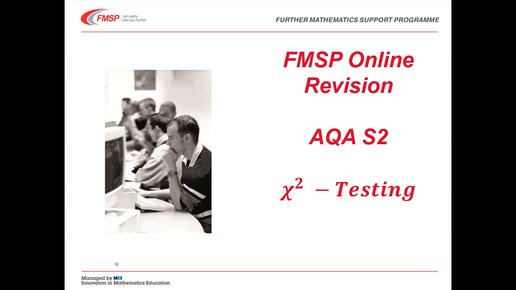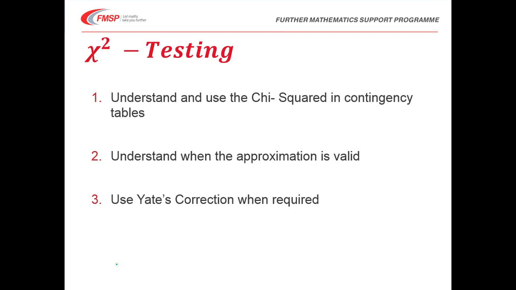So welcome to this. This is the FMSP online revision session for AQA Statistics 2. And in this session we're going to look at chi-square testing. So what do we need to be able to do?